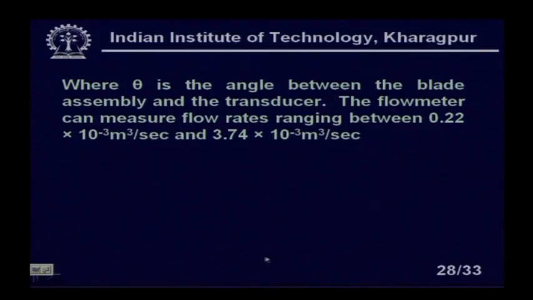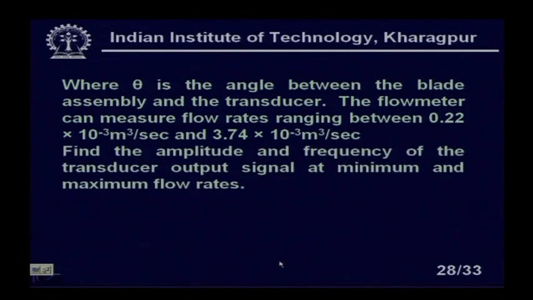And the flow meter can measure flow rates ranging from 0.22 into 10 to the minus 3 meter cube per second to 3.74 into 10 to the minus 3 meter cube per second, right. Find the amplitude and the frequency of the transducer output signal at minimum and maximum flow rate, right. So, this is our question number 2 on the turbine flow meter. Let us look at the solution.